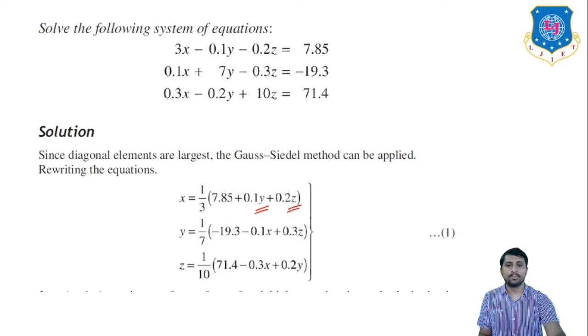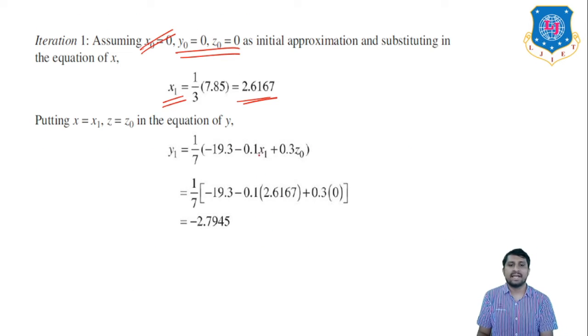Now immediately you have to use the value of x1 in y1. So when you find the value of y1, instead of x you have to take x1, and instead of z you have to take 0. So what is your x1? x1 you already found, 2.6167, and 0.3 into 0. So now you will get y1. y1 is minus 2.7945. All this value you can easily calculate from your calculator. Now you have x1 and y1 both.